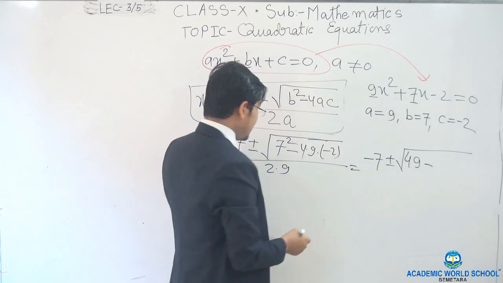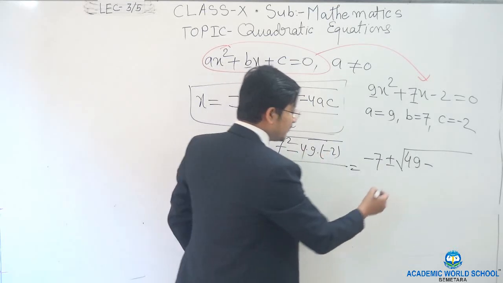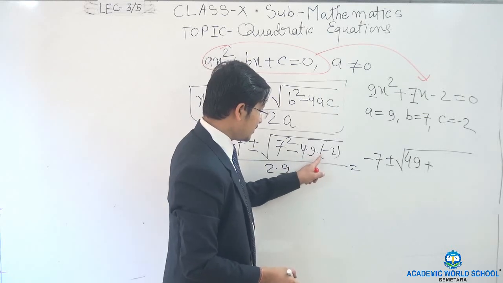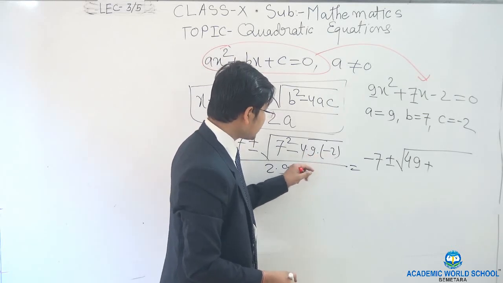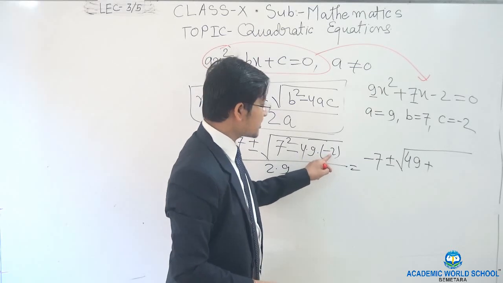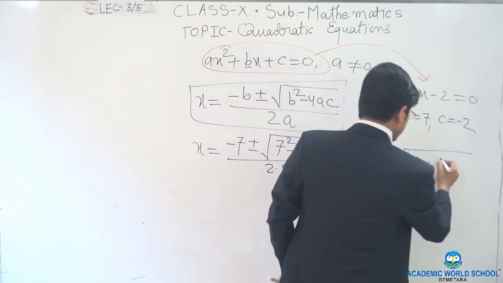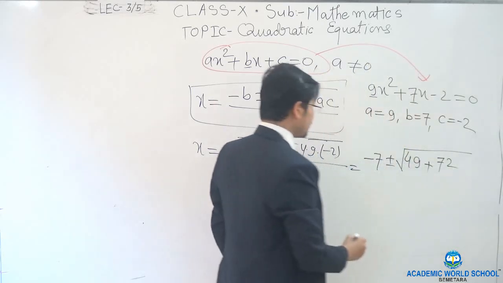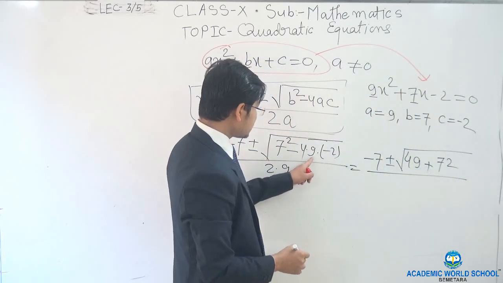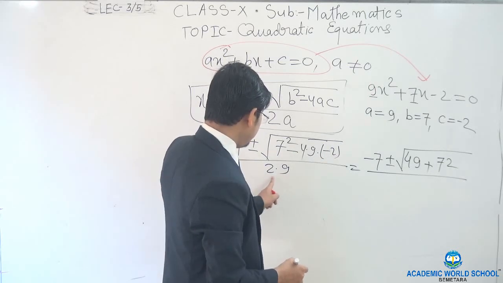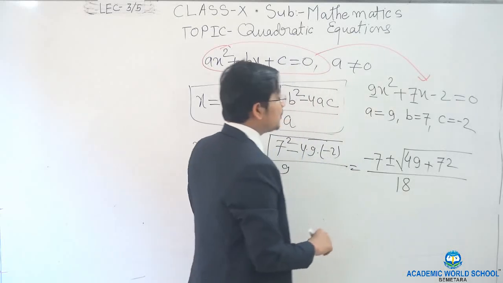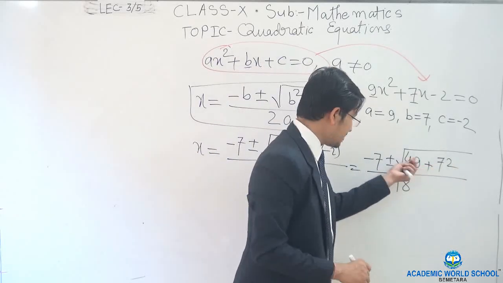49. Then this is minus sign, minus sign. It will become plus. So 9 into 4, 36. 36 into 2, so this will be 72. Now upon this is 9 into 18. So now we have to solve this bracket, solve this rule.